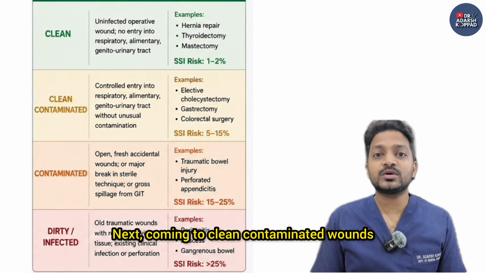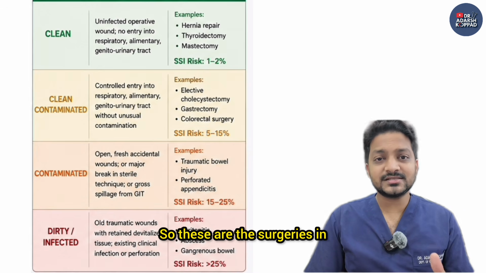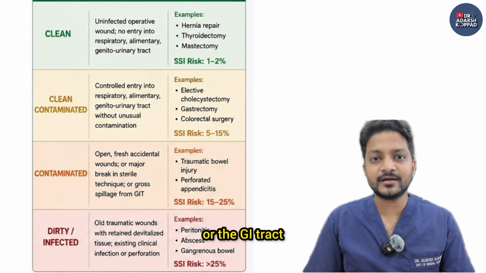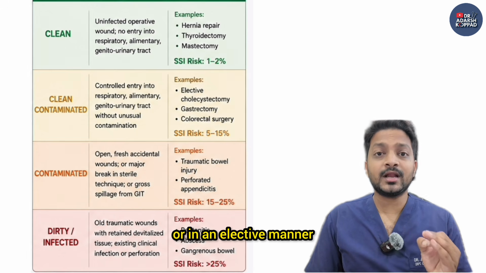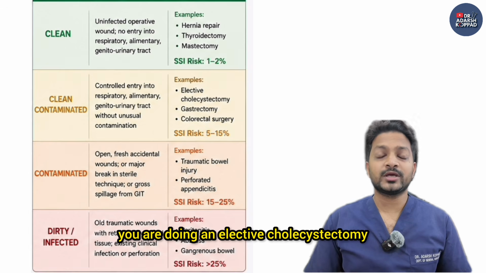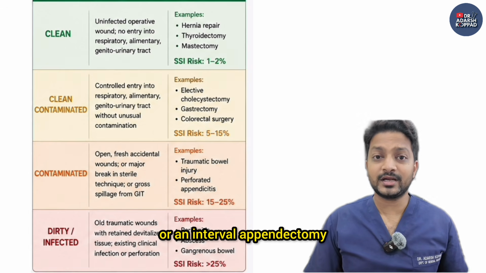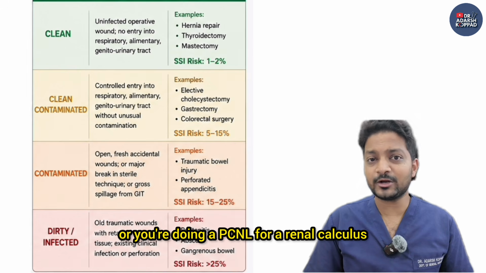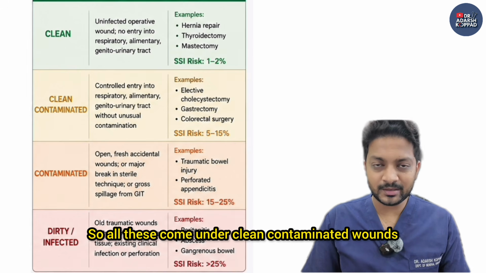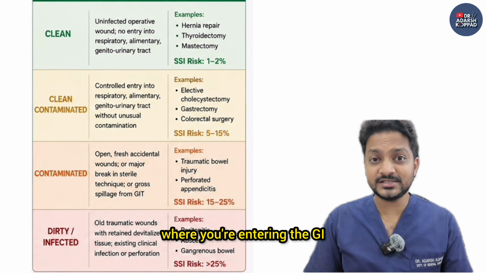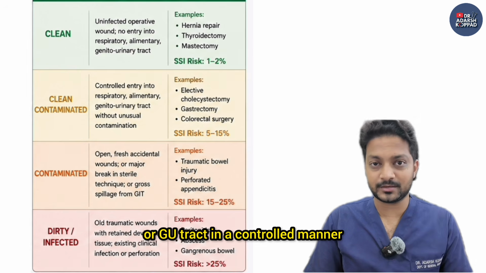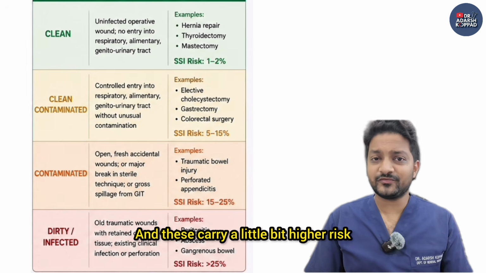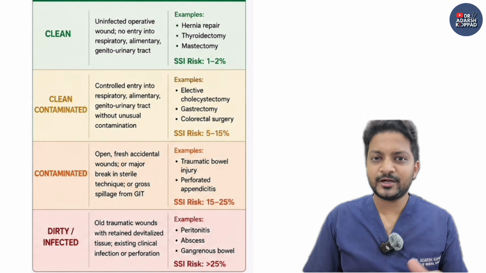Next, coming to clean contaminated wounds. So these are the surgeries in which you enter the genitourinary tract or the GI tract, but in a prepared manner or in an elective manner. Like for example, you're doing an elective cholecystectomy or an interval appendectomy, or you're doing a PCNL for a renal calculus. So all these come under clean contaminated wounds, where you're entering the GI or GU tract in a controlled manner, or you have already prepared the bowel, right? And these carry a little bit higher risk of infection than clean wounds, like 2 to 4%.